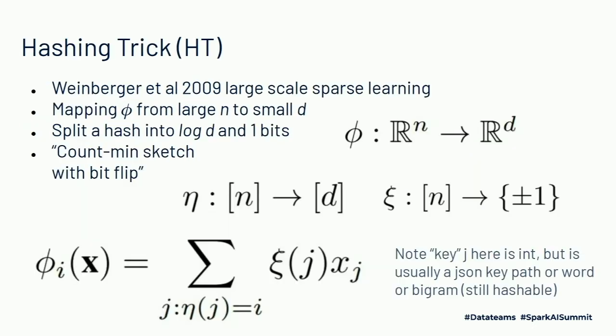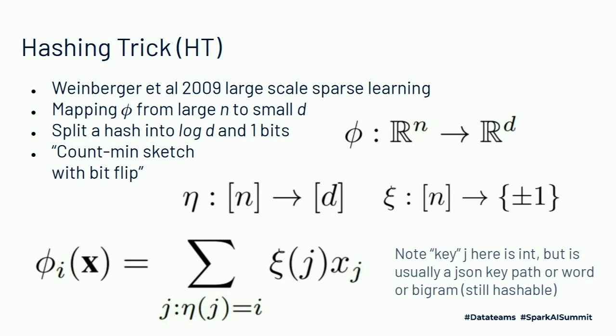The typical approach to have supervised machine learning in this kind of setting is to apply the hashing trick. The hashing trick is a transformation that applies a random linear mapping, phi here, from a large input dimension n to a smaller dimension d.